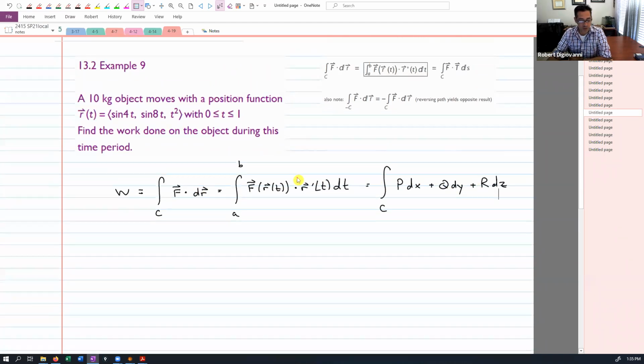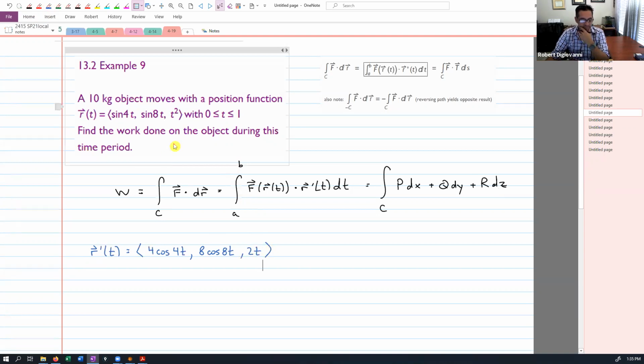So let's see, do we have r of t? Yeah, it's given to us. We're given the position, so we know r of t. Do we know r prime of t? Sure, we can do that, no problem. The derivative is going to be 4 cosine 4t, by the chain rule 8 cosine 8t, 2t. There's our derivative. What are we missing? F, the field.